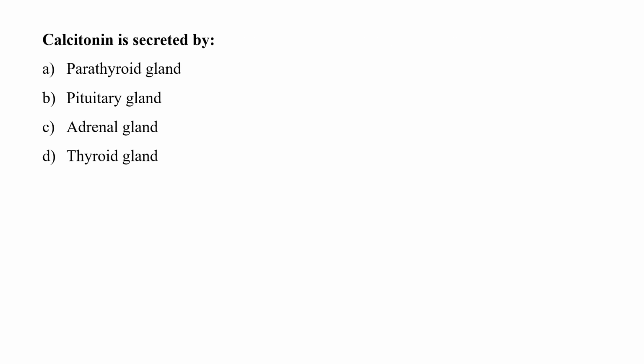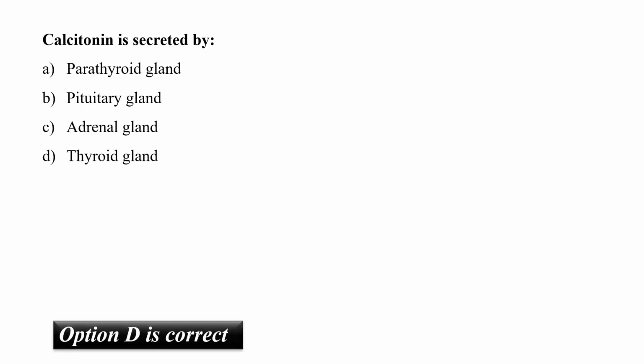Calcitonin is secreted by the parathyroid gland, pituitary gland, adrenal gland, or thyroid gland. Calcitonin is a hormone that is produced and released by the parafollicular cells of the thyroid gland. This hormone is basically responsible for regulating the calcium ion and phosphate levels in the blood. So option D is the correct answer.